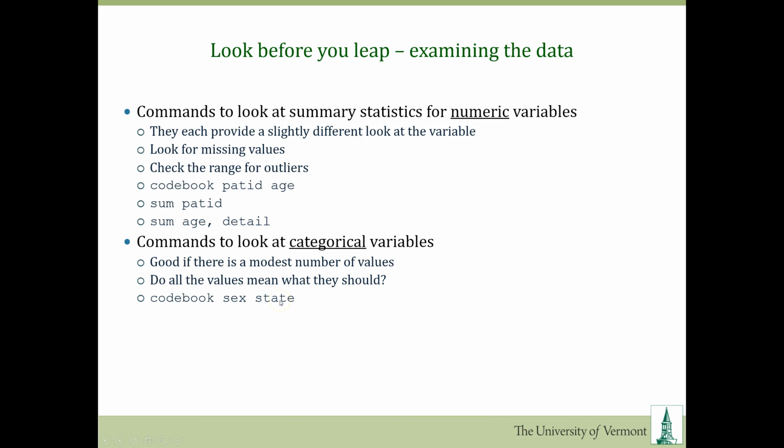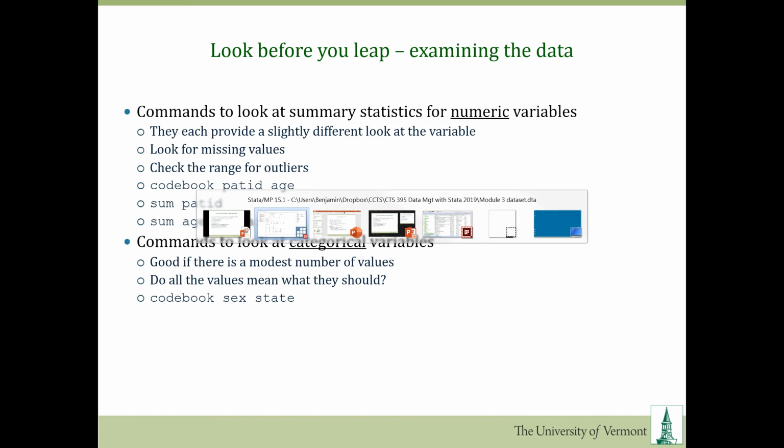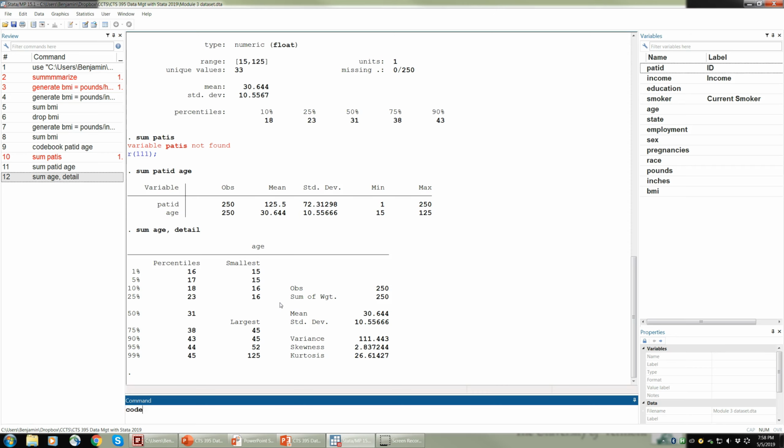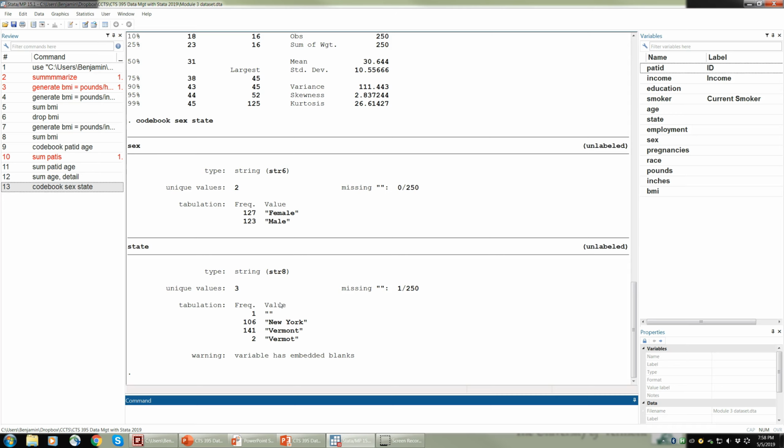Sex and state are categorical data in this data set, so let's see what we can do there. Codebook, sex, state. Now this is the same codebook we used before in numeric variables, but this time sex is a string variable of length 6, but there's only 2 values to it. 127 with the text string female and 123 with the text string male. There are none missing.